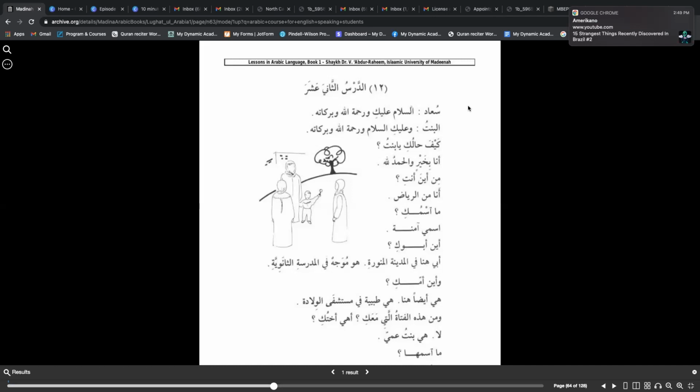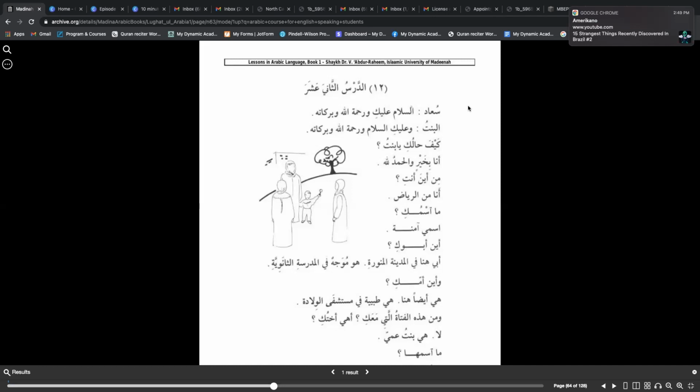Mustashfa al-wilada is maternity hospital, where wilada means birth, or giving birth. It's a masdar from walada, which means to give birth. Now, walada, yuridu. Ya sayyidi. Ya sayyidi means sir, oh sir. Ya sayyidati is madam.